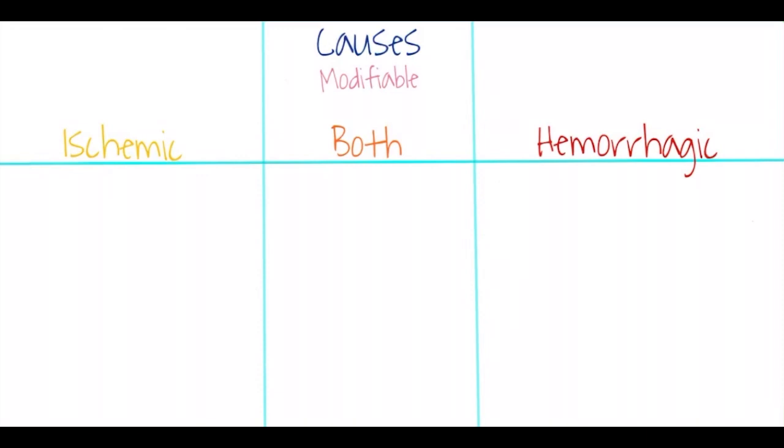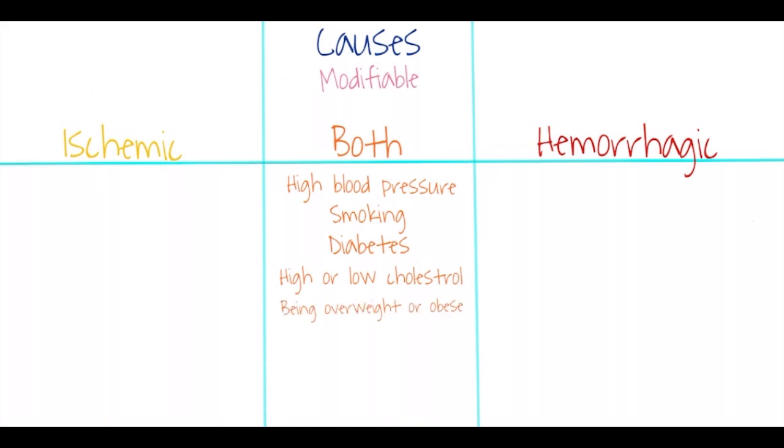The biggest modifiable risk factors for both strokes are high blood pressure, smoking, diabetes, high or low levels of cholesterol, being overweight or obese, using illegal drugs such as cocaine, a high alcohol consumption, a lack of sleep, and certain blood disorders such as sickle cell disease.